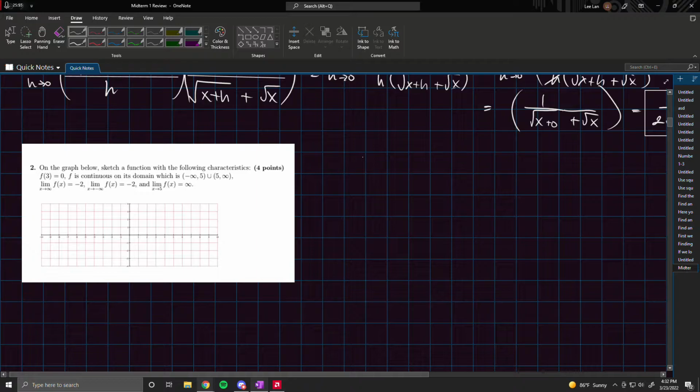This is a lot of information to take all at once, so let's just break it down piece by piece. It wants us to sketch a function with these characteristics, so let's list out what these characteristics are. F at 3 is 0. Okay, what does that mean?